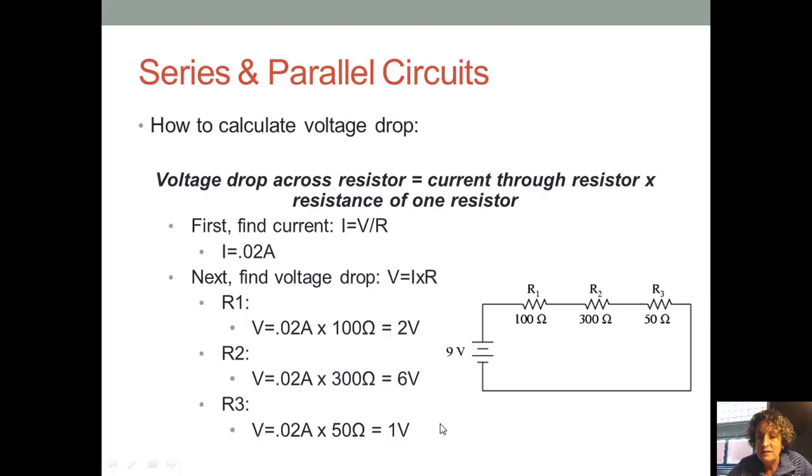The way to check this is we want to see if our voltage drop totals our voltage producer, right? So we know that we've got 9 volts running through this series circuit. If we add 6 plus 2 plus 1, we get 9. So we know that we've calculated our voltage drop correctly. Again, does the sum of all voltage drops total the total voltage? Yes, it does. So we have done that correctly.